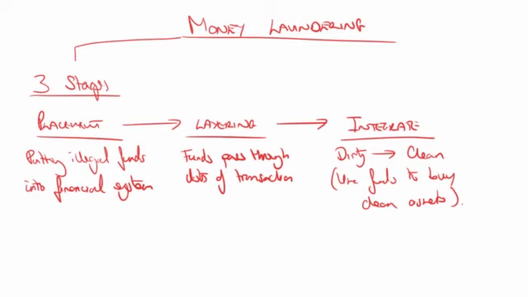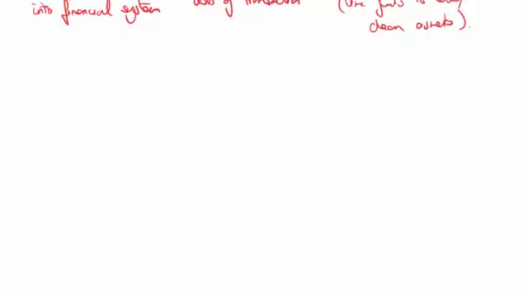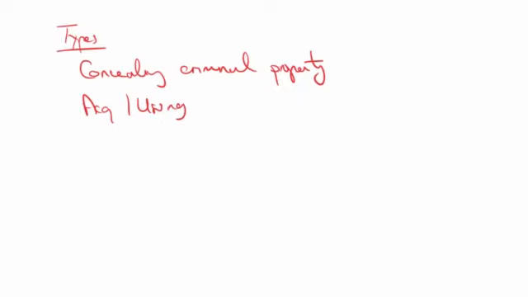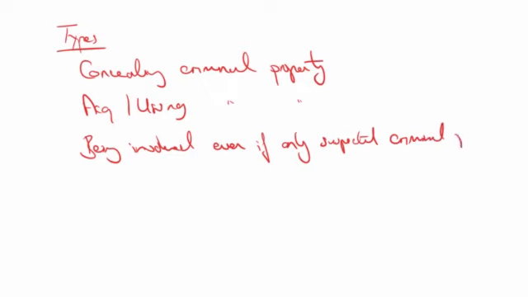So, what are the types? That's money laundering, how to do it. Let me give you some more types of money laundering. It could be trying to conceal criminal funds or criminal property, as it's called. But it could also be acquiring, using criminal property, or being involved in the dealing in criminal property, even if only suspected. So you don't want to be involved in any way, shape or form in money laundering. Otherwise, you're committing an offence yourself.